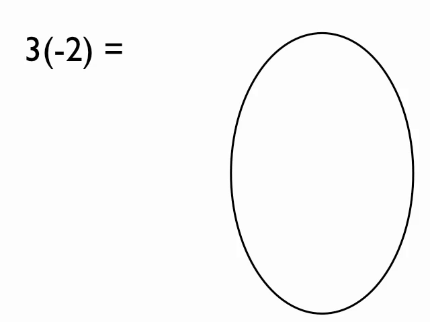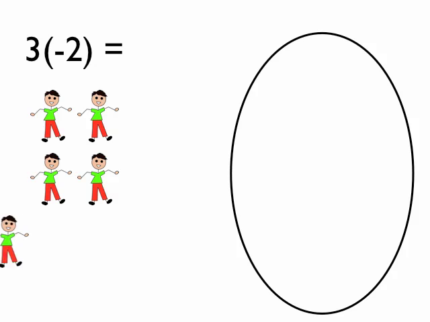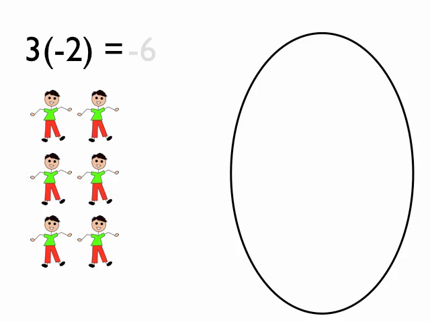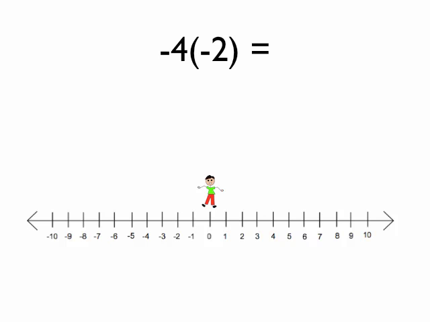In this example here, we have 3 times -2, or another way to think of it is 3 sets of -2. So we'll bring in one set of -2, a second set, and a third set. And by looking at what we have here, we have now 6 boys, so the product is -6.